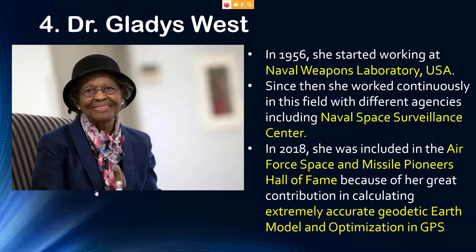Now the fourth is a lady, Dr. Gladys West. In 1956, she started working at the Naval Weapons Laboratory, another section in the USA. After that, she worked in various laboratories and agencies, and you can say it was a kind of spy work she was doing at the Naval Space Surveillance Center, where she also contributed. After that, some of the agencies were merged and got new names. But you can see she made a very long journey from 1956 till 2018. She was working with the Air Force Space and Missile Pioneers, and in this way she came into the Hall of Fame, and she has contributed extremely to finding the accurate position.